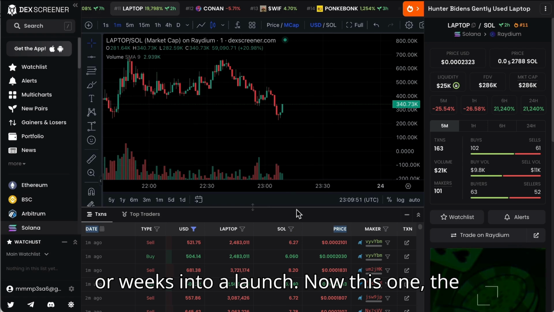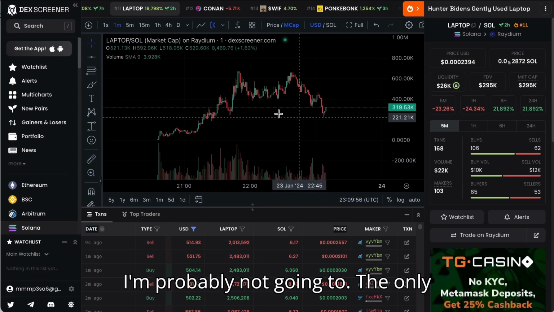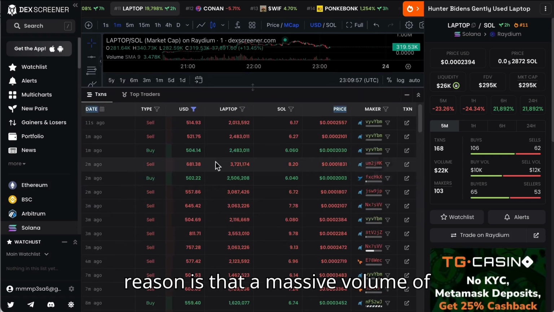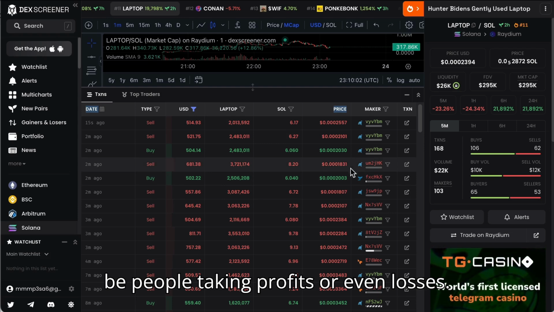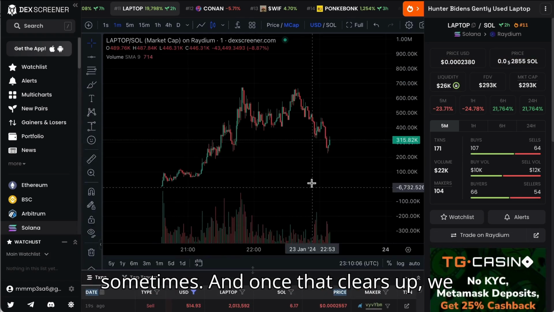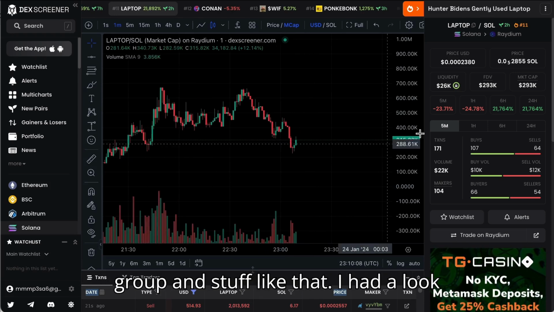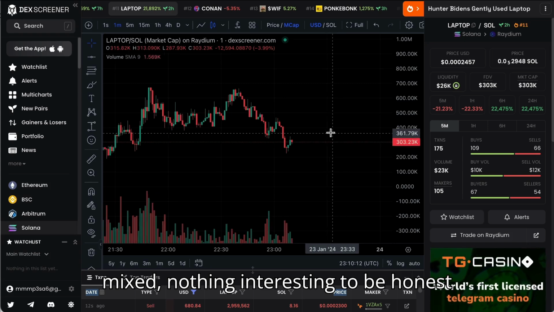Now this one, the problem with this one, I was having a look at this, but I'm in two minds and I'm probably not going to. The only reason is there'll be a massive volume of selling had come in. Now this might just be people taking profits or even losses, of course. This is how it goes sometimes. And once that clears up, we don't know, or there could be FUD in the group and stuff like that. I had a look at the group and it's kind of mixed, nothing interesting to be honest with you.